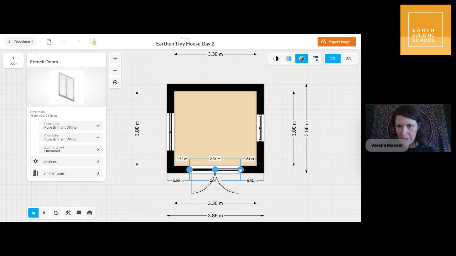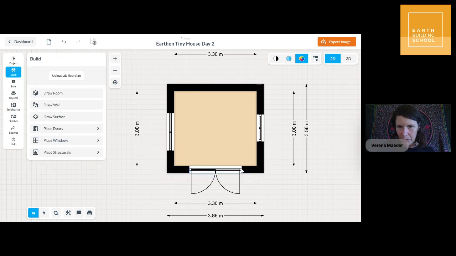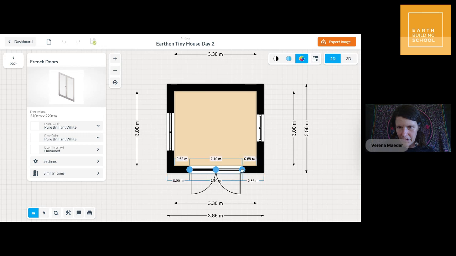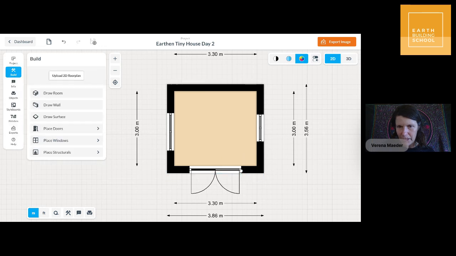I'm going to maximize the door on that side because it's nice to have a nice big door. You can also click on the measurement, I think, and then put it in manually like that.